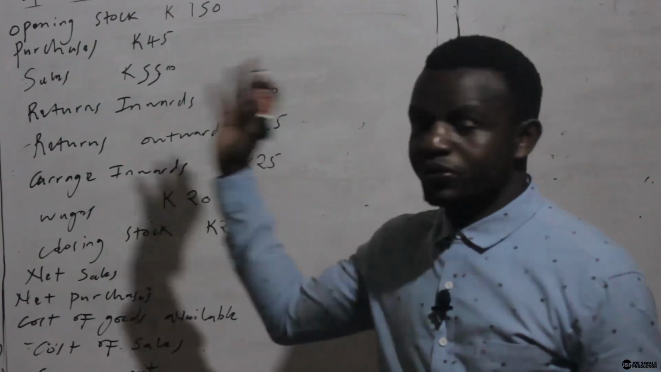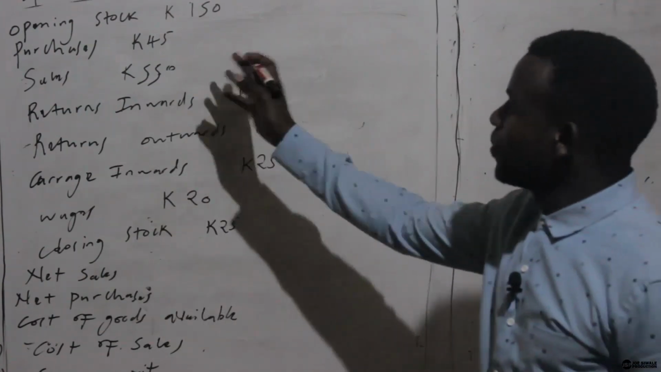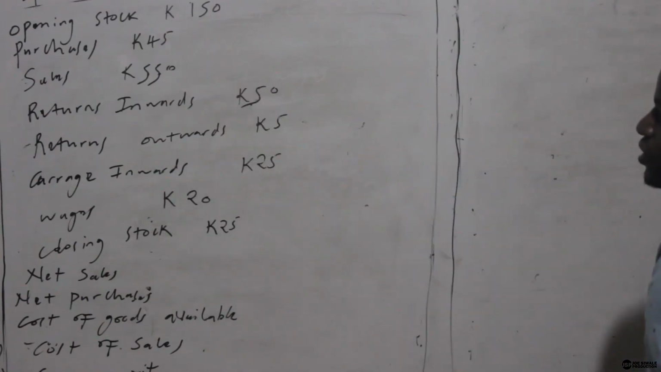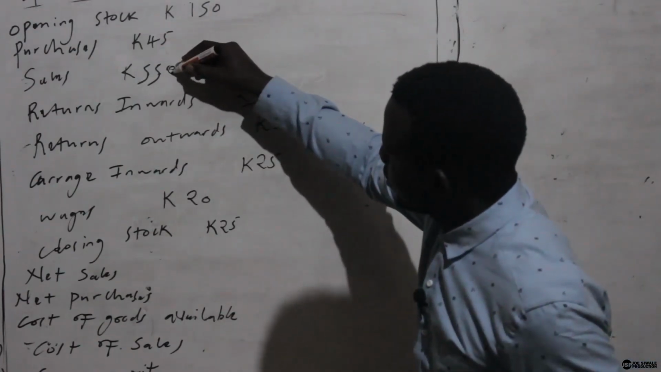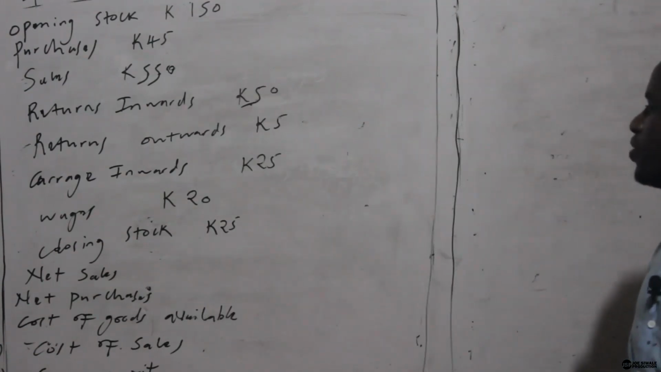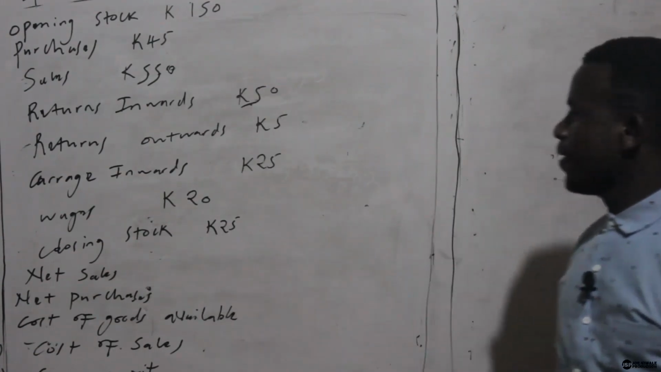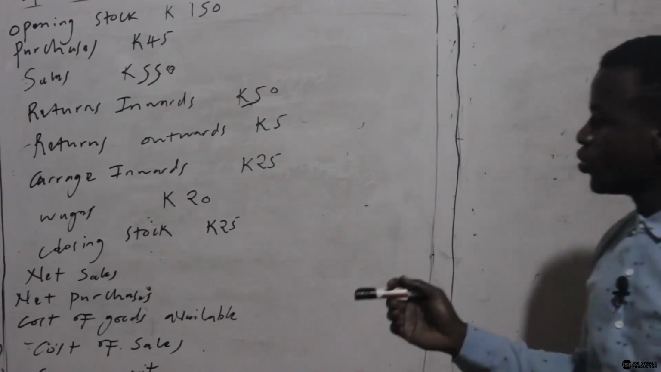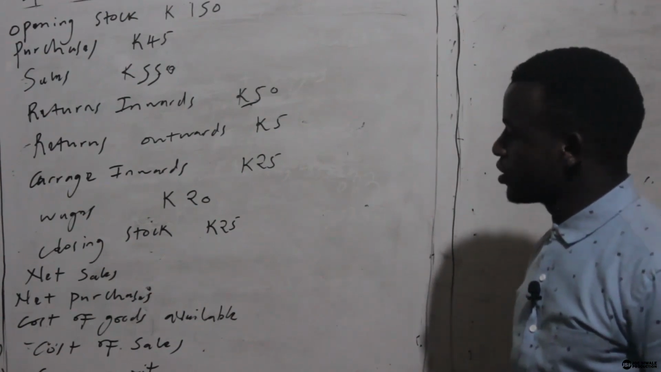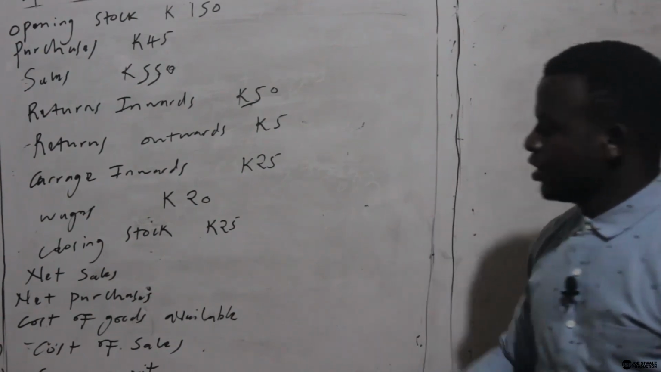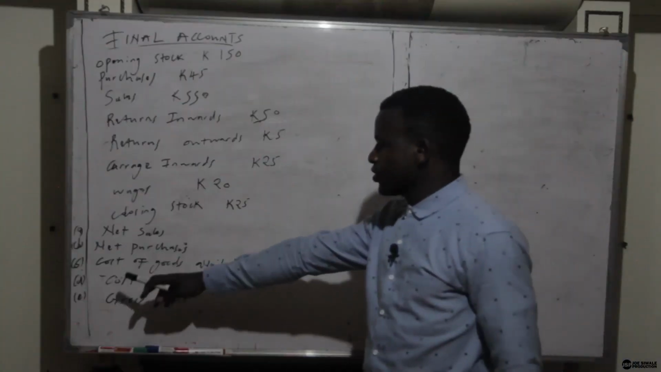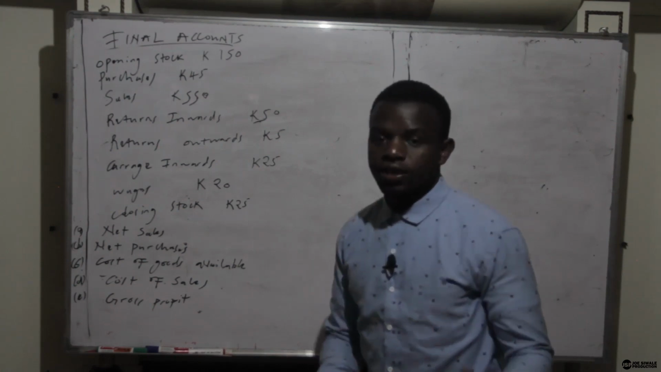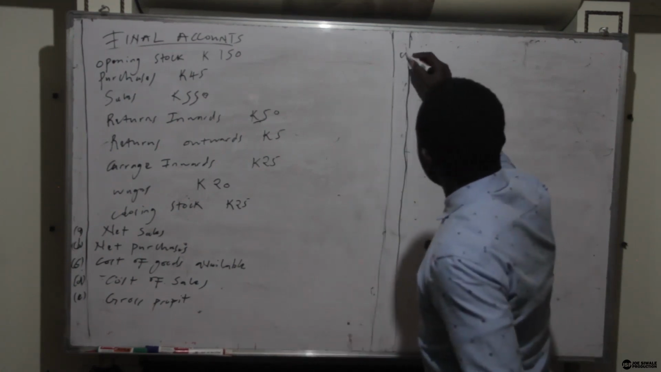So we have the question that we need to solve, and for this question we have opening stock amounting to 150, purchases amounting to 45, sales amounting to 550, returns inwards amounting to 50, returns outwards amounting to 5, carriage inwards amounting to 25, wages amounting to 20, and closing stock amounting to 25. Then we are supposed to find the net sales, net purchases, cost of goods available, cost of sales, and gross profit. So we are going to start with A.